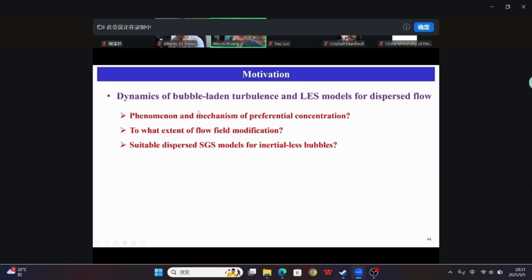So we mainly consider the dynamics of bubble-laden turbulence and LES modeling. First we will check the phenomena and the mechanism of the preferential concentration, and then check to what extent the bubbles modify the flow field, and we also would like to propose a dispersed SGS model for the inertialess bubbles.